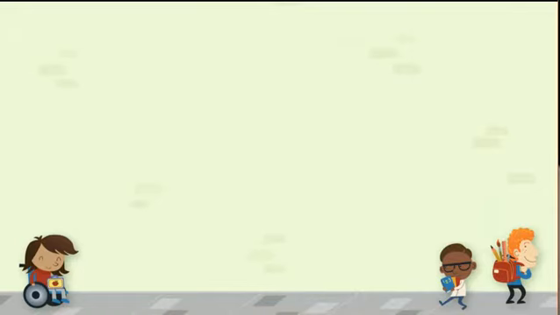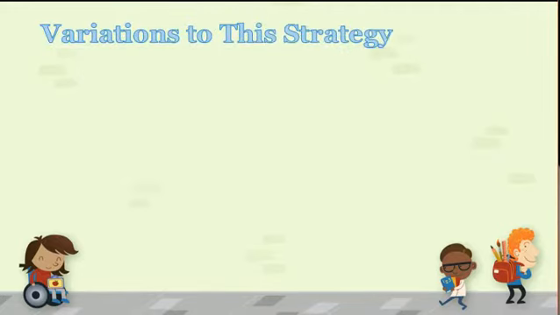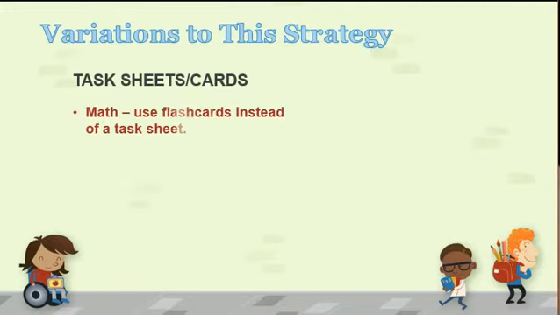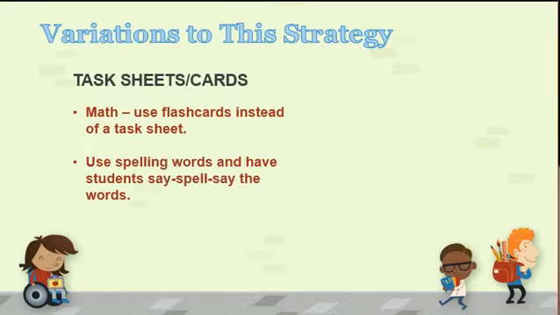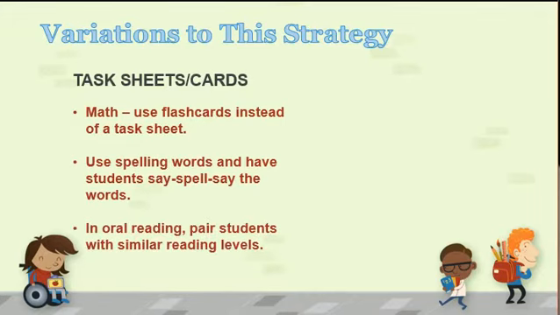Throughout all my research, I have seen a lot of variations to this strategy, which tells me that I can play around with it and find out what works best for my students and me. Here are some of the variations. Use math fact cards instead of a task sheet. Use spelling words and have students say the words. In oral reading, pair students with similar reading levels.